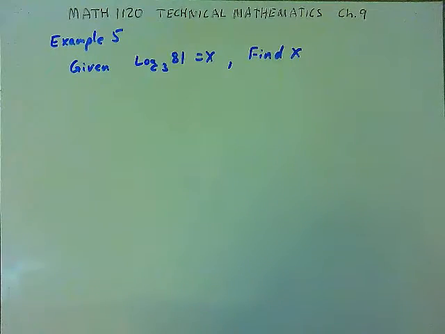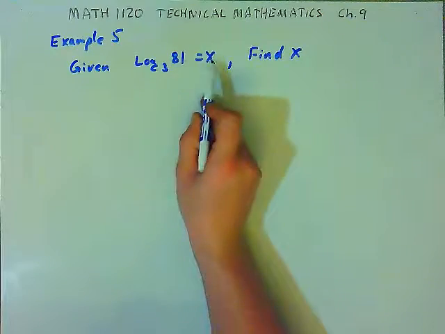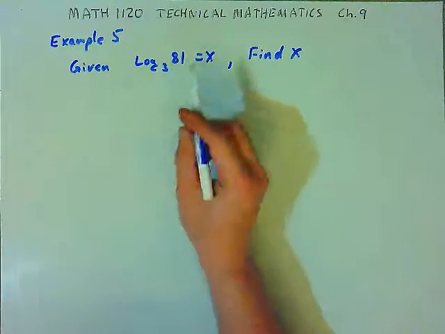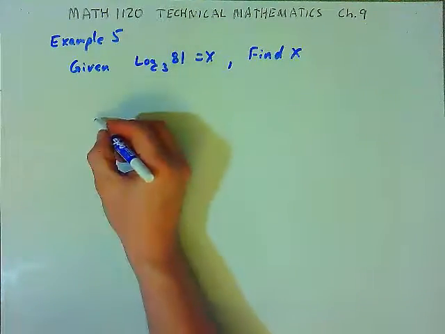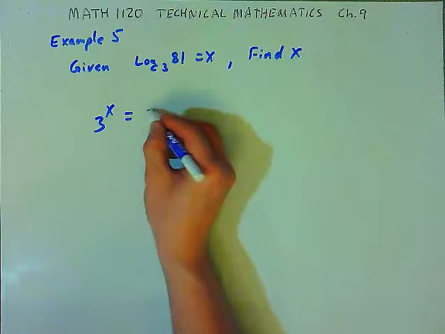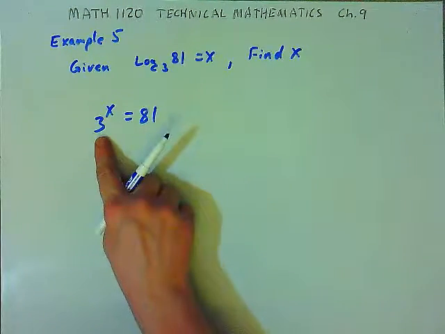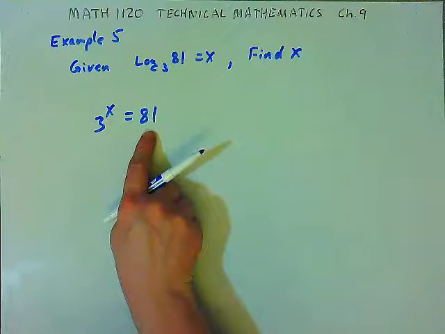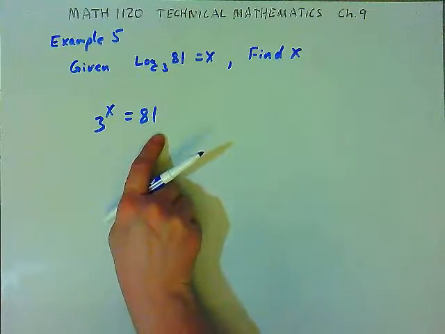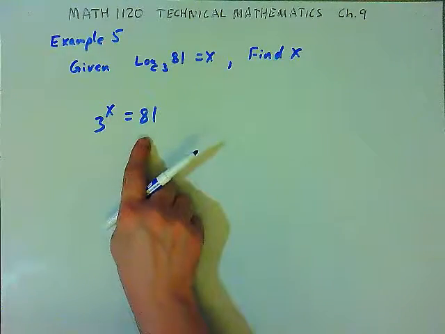This is example 5. It says given that log base 3 of 81 equals x, find the value of x. And so this is going to be easier if we first change this into an exponential form. And so this says 3 to the power of x is equal to 81. So the question is, 3 to what power is equal to 81? We can do this by trial and error. Maybe you already know the answer, maybe you don't.